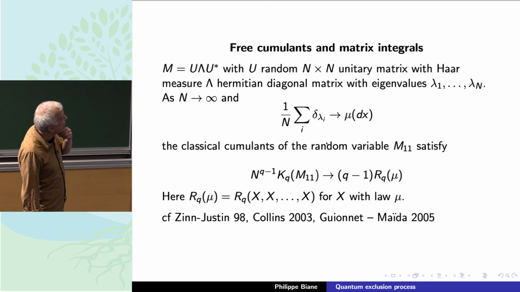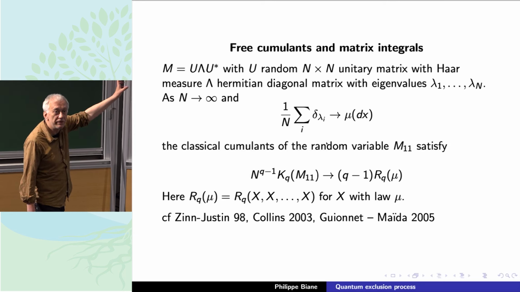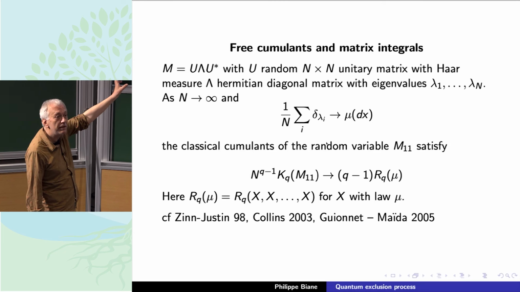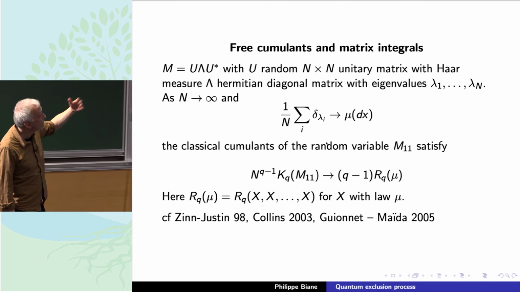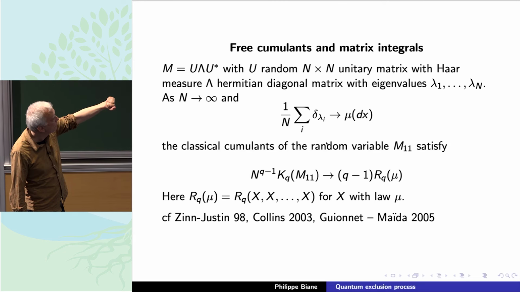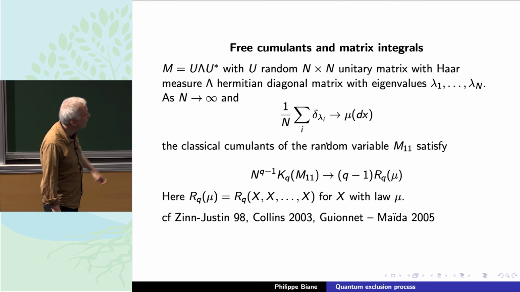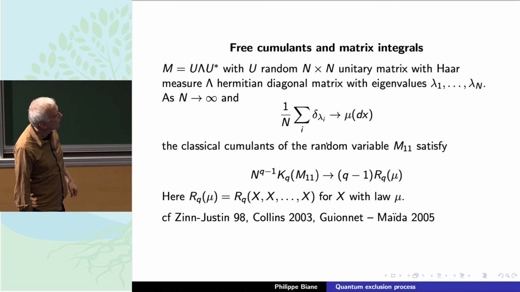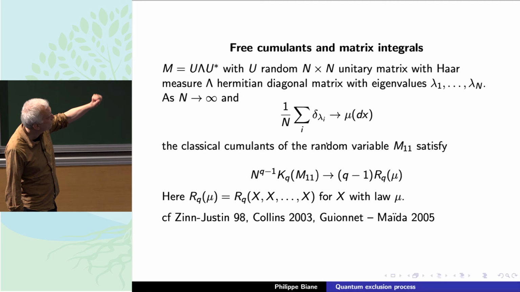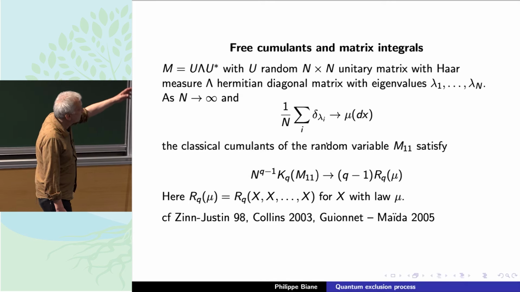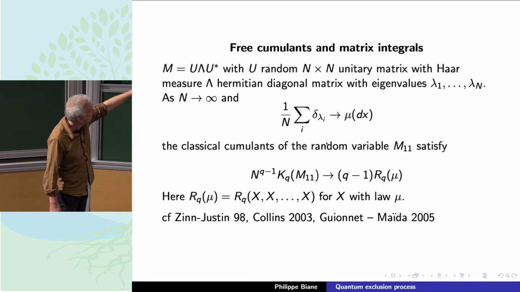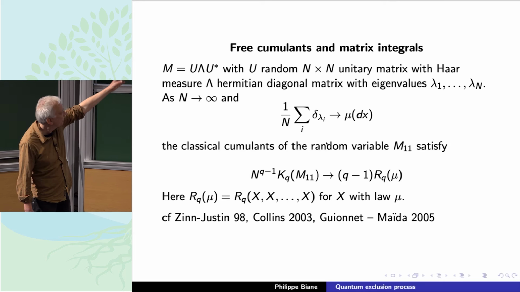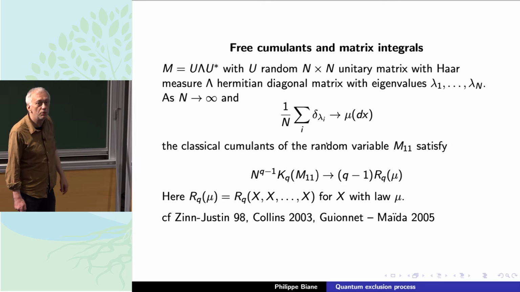And now, we look at the upper left corner of the matrix, M_11, and we look at its q-th cumulant, that is the cumulant of M_11 repeated q times. If I rescale this cumulant, when N goes to infinity, by N to the q minus 1, this will converge to the free cumulant of mu, the q-th free cumulant of mu, with a factor q minus 1. And here, R_q of mu is just R_q of x evaluated, repeated q times, where x is some random variable with law mu.